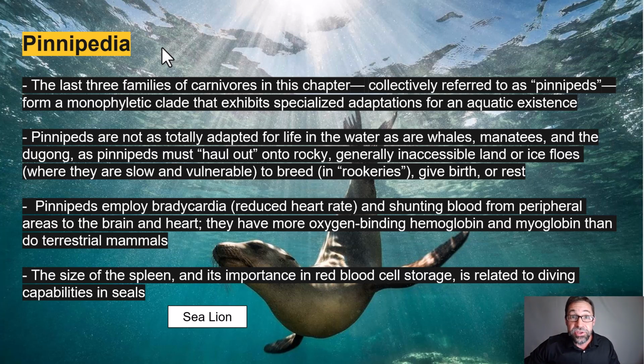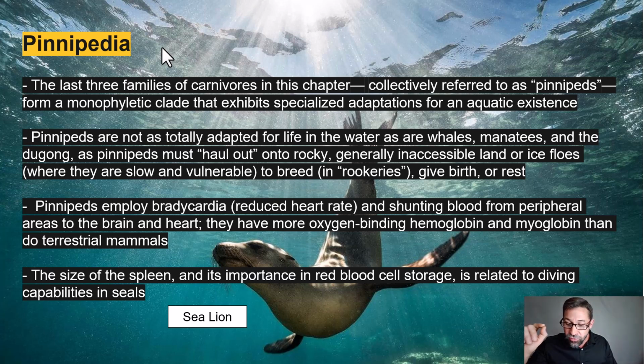The last 3 families of carnivores in this chapter, collectively referred to as the pinnipeds, form a monophyletic clade that exhibits specialized adaptations for an aquatic existence. Pinnipeds, however, are not totally adapted for life in the water, like their cousins, the whales and the manatees, as the pinnipeds have to haul out onto rocky, generally inaccessible land or ice floes where they're slow and vulnerable to breed in rookeries, to give birth, or just to rest.